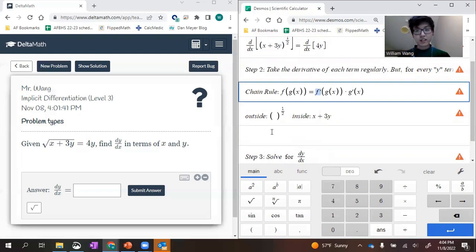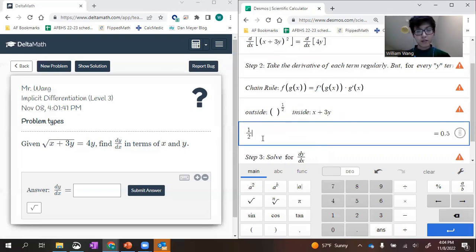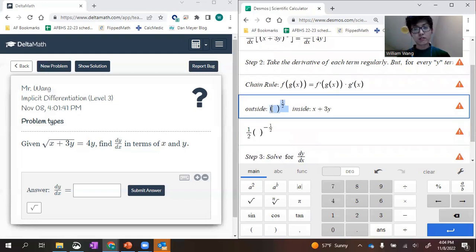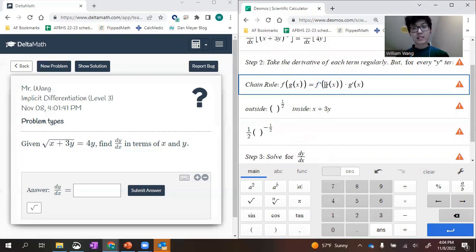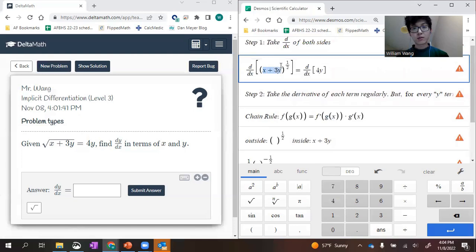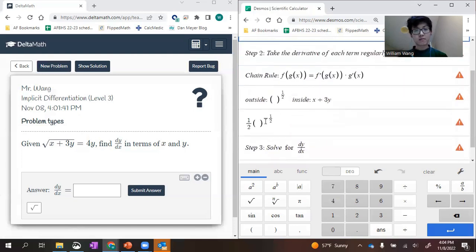Derivative of the outside would be 1/2. Then I use my power rule, so 1/2 minus 1 is negative 1/2. I took the derivative of this, which according to my power rule, I bring the 1/2 out front, and then I subtract 1, so it's negative 1/2 on the outside. Remember, I leave my inside the exact same, so the g of x stays the exact same. That means x plus 3y, this inside part, stays the exact same.